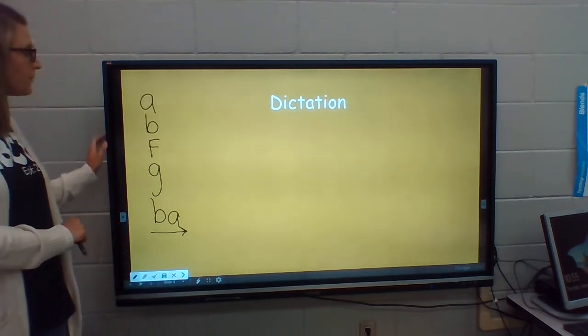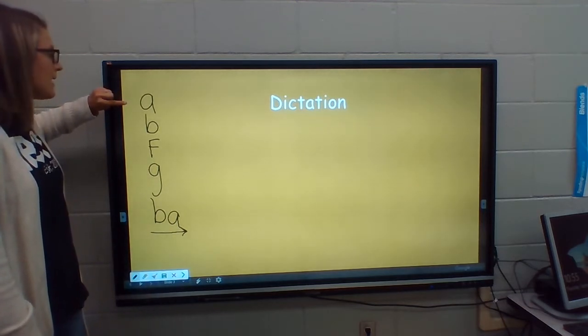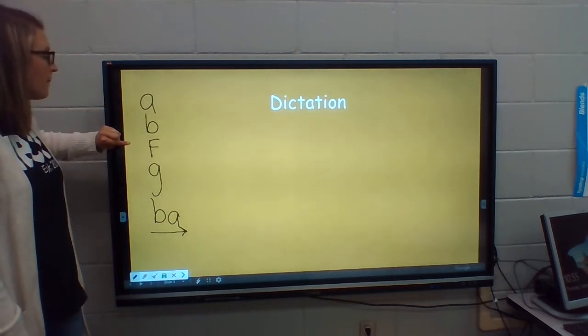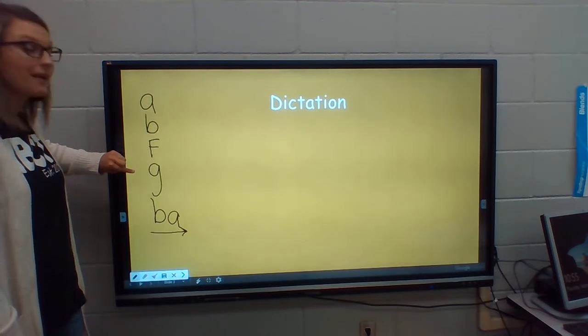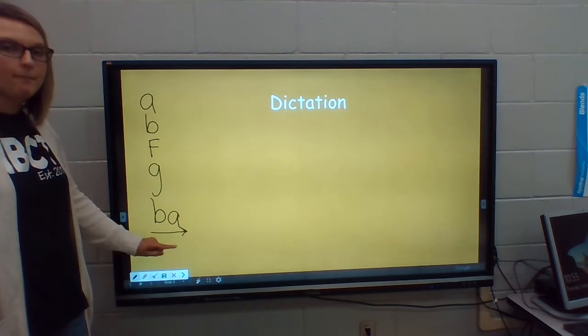All right, so here we go. We're going to read them down. Lowercase a, a. Lowercase b, b. Uppercase f, f. Lowercase g, g. Then we have the slide, ba, ba.